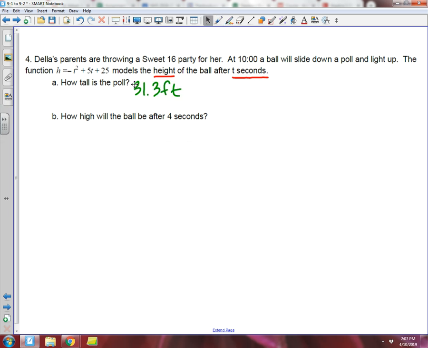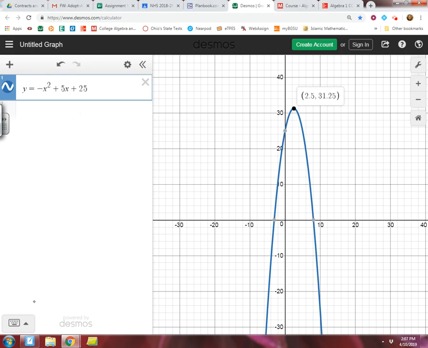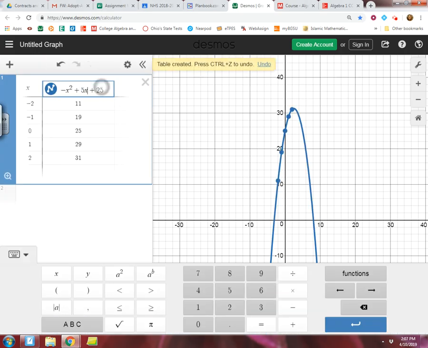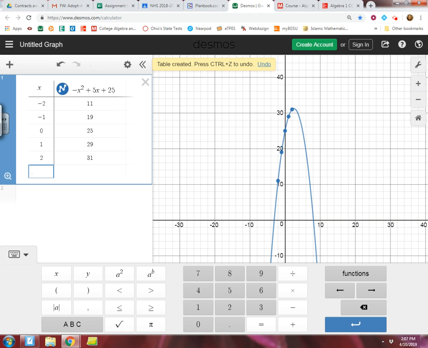How high will it be after 4 seconds? So we're going to turn it into a table. We're going to put a 4 in here, and it's a 29.